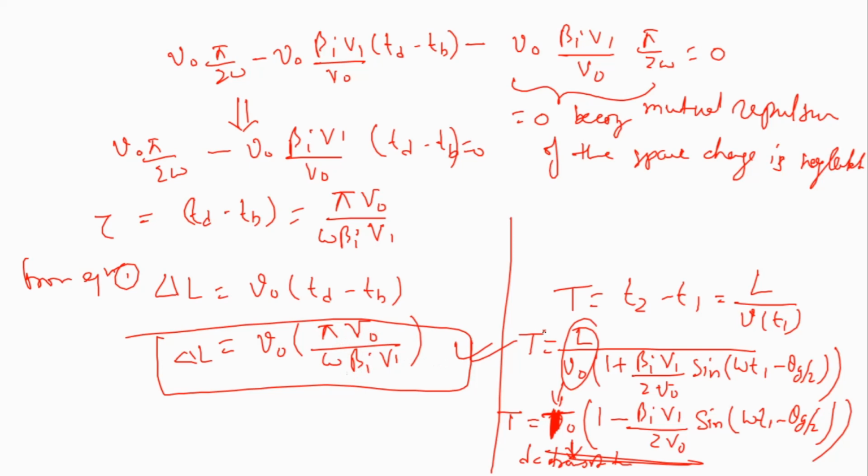And after that we have seen the transit time for the carrier to travel in the drift space. This was the transit time in the drift space. So in the drift space we have T2 minus T1, because T1 was the time when the electron left the buncher cavity, and T2 was the time when the electron reached the catcher cavity. And T0 we have seen is L by V0. L is the distance of the drift space, and V0 is the uniform velocity of the electron.